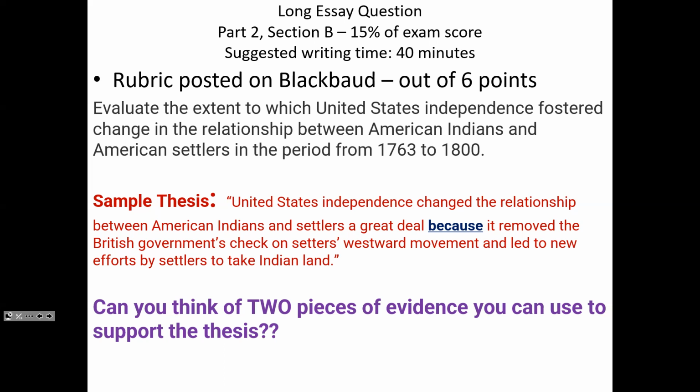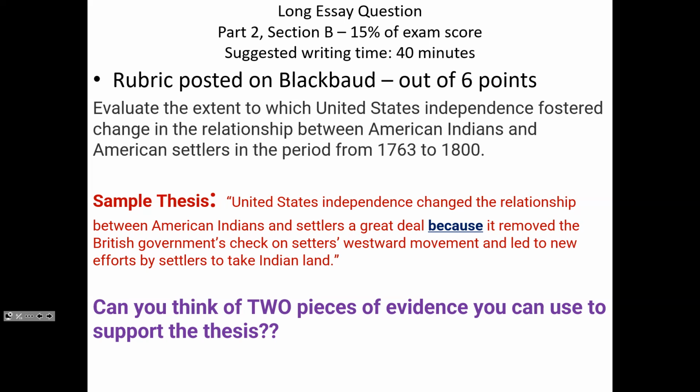So I have a sample essay, made by the College Board, to evaluate the extent to which United States independence fostered change in the relationship between American Indians and American settlers from 1760 through the 1800s. I've given you a sample thesis to work with because, looking at your writing, I feel pretty good about our thesis statements. You need to hit where you need to hit. Remember, a thesis statement has to be historically defensible, and it has to address the prompt. So this is the one that I gave you to play around with here.